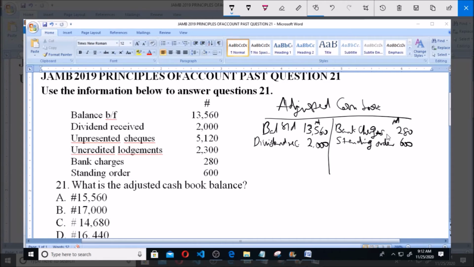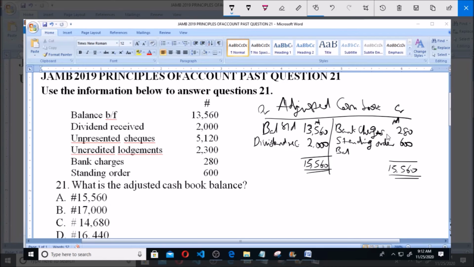These are the items of adjusted cash book. On both sides of the ledger, the debit side is greater than the credit side, so this will give us 15,560. We'll rule again on this side because both sides must give us the same balance, 15,560.